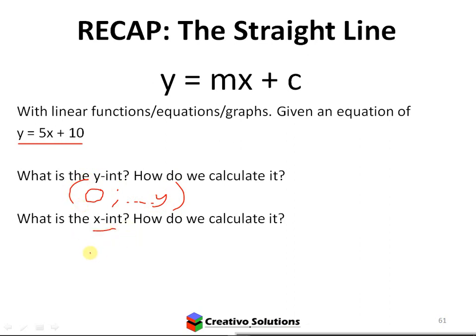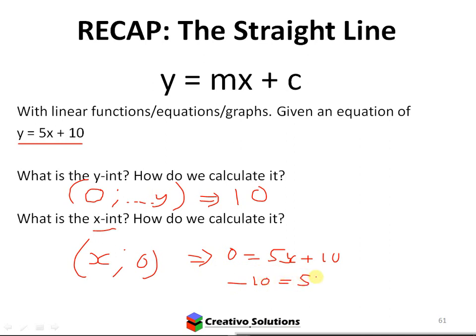You make y 0. So in this particular question, the y-intercept is what? 10. The x-intercept is what? 0 equals 5x plus 10. So minus 10 equals 5x, x equals minus 2. So that's your x-intercept. That's your y-intercept. Is that okay?